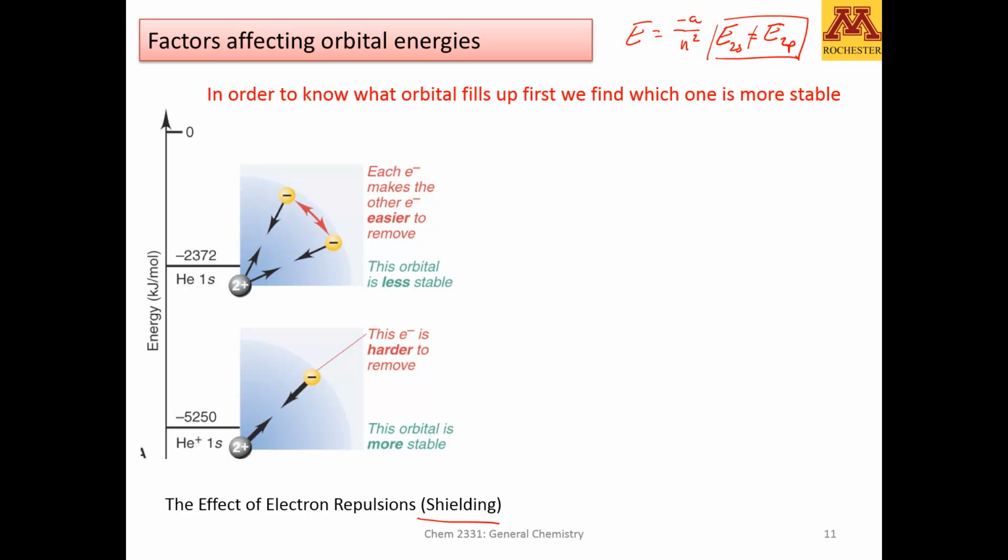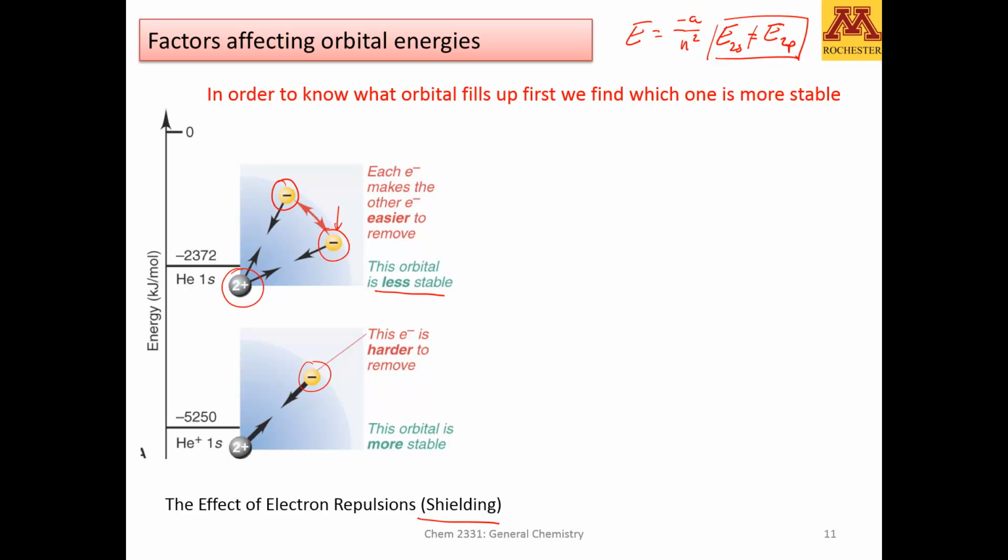Shielding is the capacity of neighboring electrons to shield the nuclear charge. In other words, because of the repulsion of these two electrons, this specific electron will feel less attraction to the nucleus because this one is kind of repulsing. So the overall net result is less attraction, therefore less stable. If that electron is not there, this orbital is less shielded, if you will. Therefore, this electron feels more strongly the nuclear charge, and therefore it's more stable.